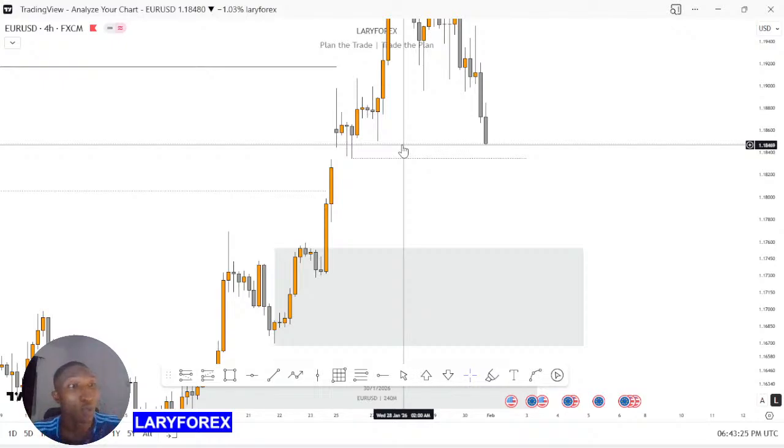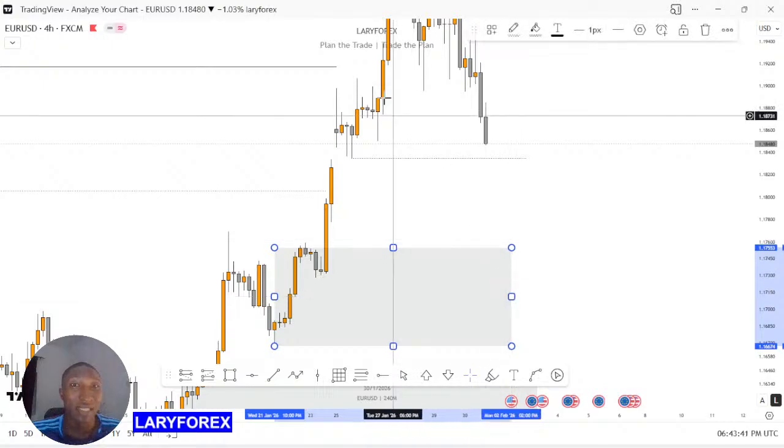Because we don't tell the market what it will do, we react to what the market does, but we analyze in order to have a higher probability chance to win the game. So this particular demand for me is a trap, and what I will do is name it SMC trap.